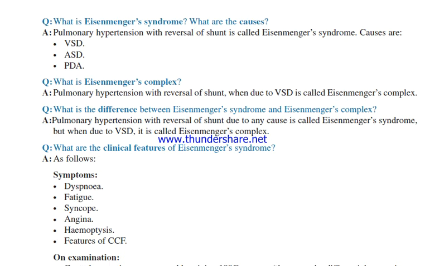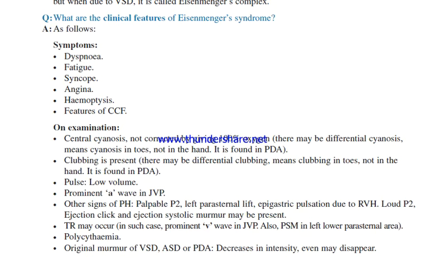What is the difference between Eisenmenger syndrome and Eisenmenger's complex? Pulmonary hypertension with reversal of shunt due to any cause is called Eisenmenger syndrome. But when due to VSD, it is called Eisenmenger's complex. Now, what are the clinical features of Eisenmenger syndrome?